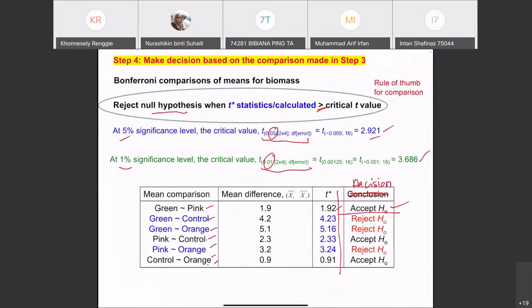So if you see this table again, the ones that accept the null are green and pink, right? And pink and control, okay? And also control and orange.